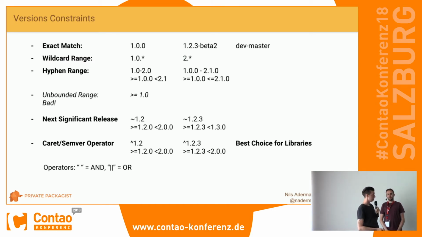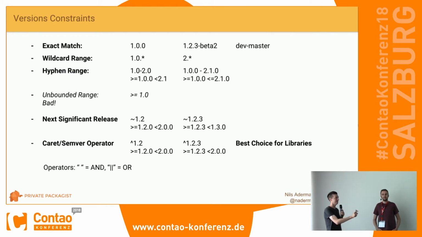Just a quick note about version constraints. So the first one, exact match, that's pretty self-explanatory. You just want one exact release, you get it. The wildcard is also fairly self-explanatory. Hyphen ranges are if you want an exact range of versions. This is not very often used, I think.